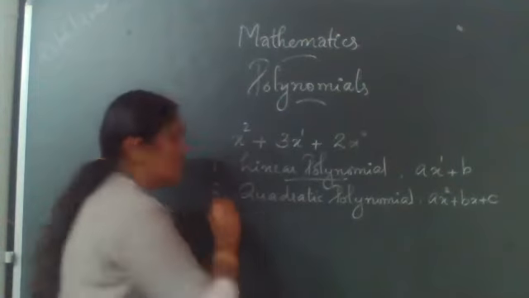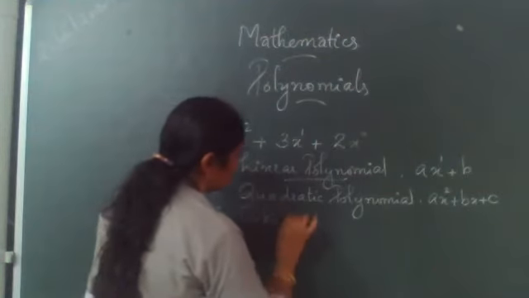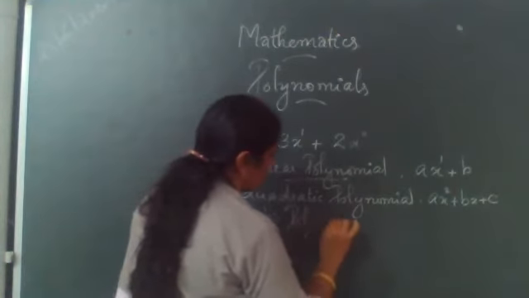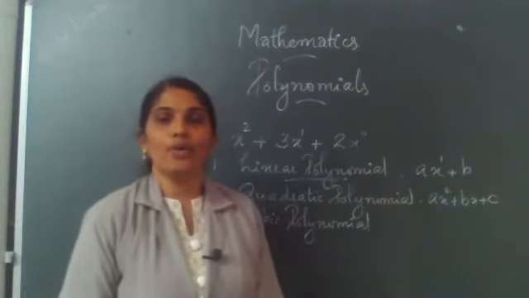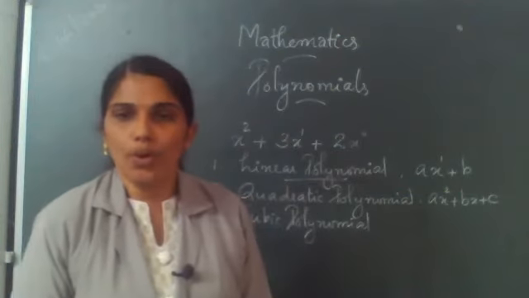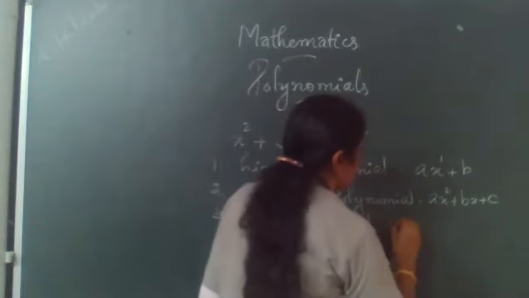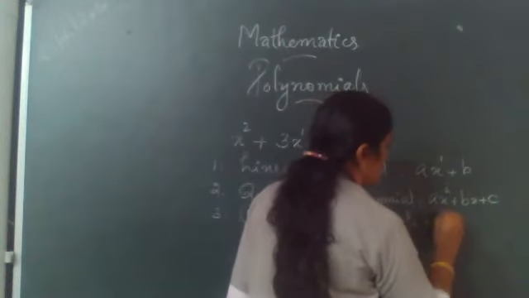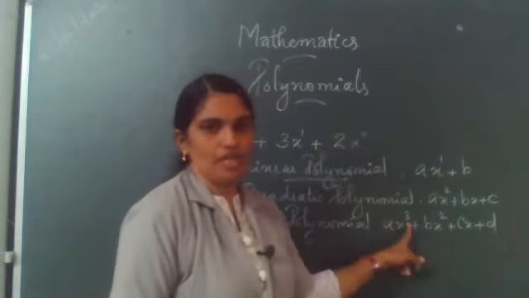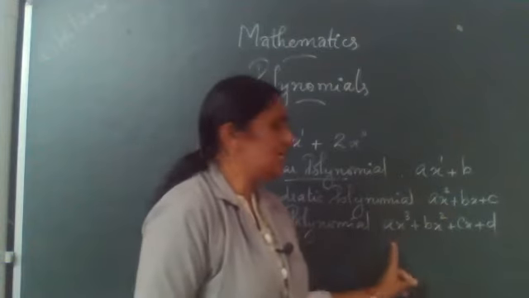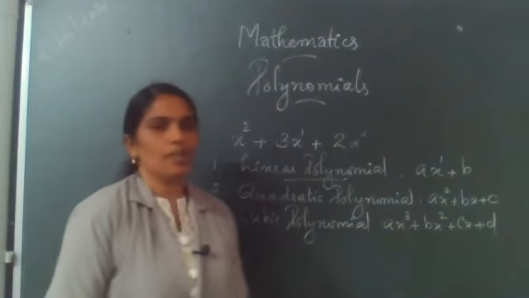And the third one is cubic polynomial. A polynomial of degree 3 is called a cubic polynomial. The general form of the cubic polynomial is ax cube plus bx square plus cx plus d. Here the highest power is 3, so the degree of this polynomial is 3.